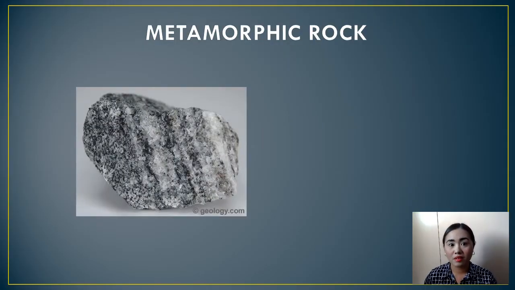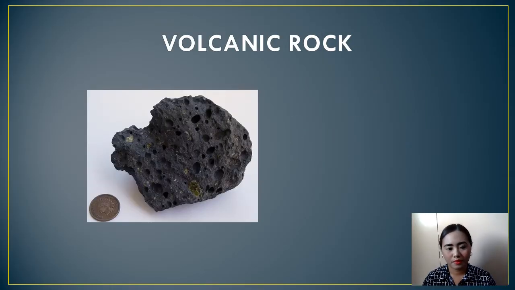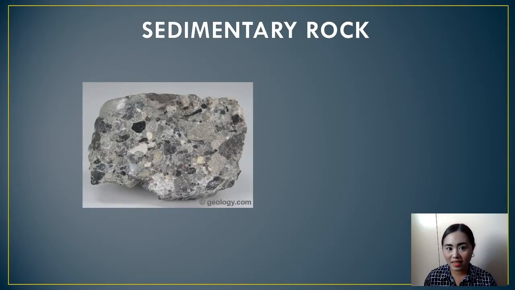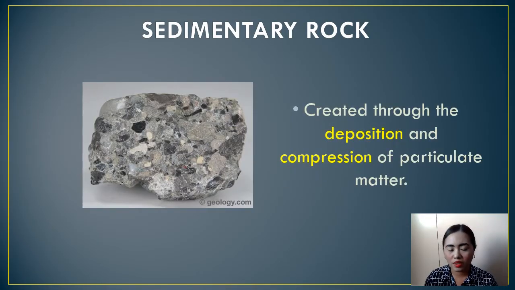The first type is metamorphic rock. Metamorphic rocks are created due to changes in the soil's extreme pressure or temperature. The second type is volcanic rock. Volcanic rocks are created from molten igneous magma. And the last type of rocks are sedimentary rocks. Sedimentary rocks are created through the deposition and compression of particulate matter.